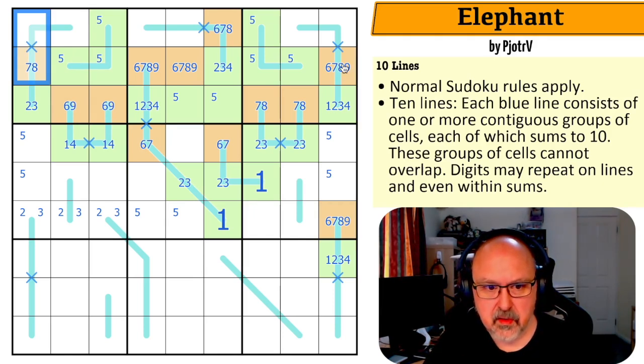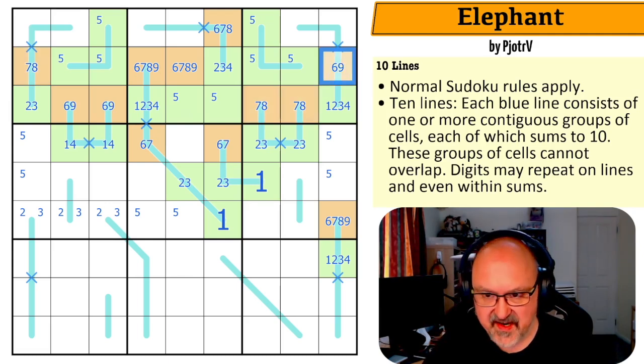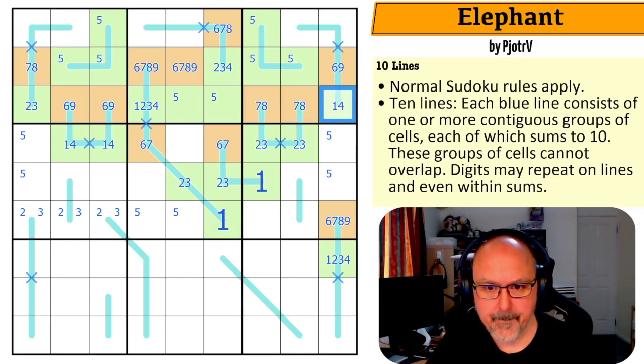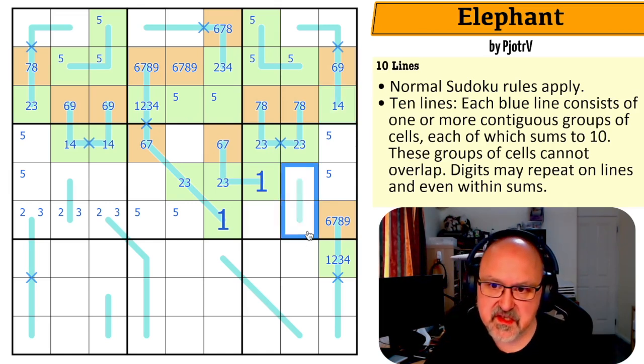Now, the 7, 8 takes 7, 8 out of there. This becomes 6, 9, so this has to be 1, 4. I need a low digit on this because I don't have 1, 2, or 3 available. This is 4, 6.